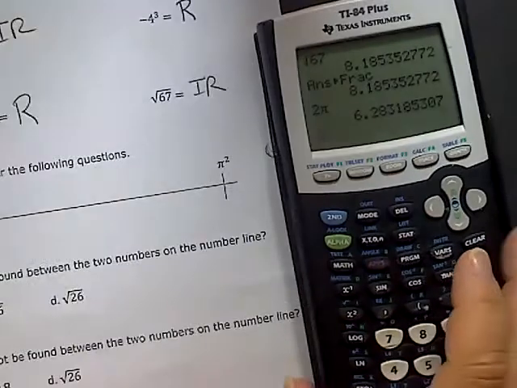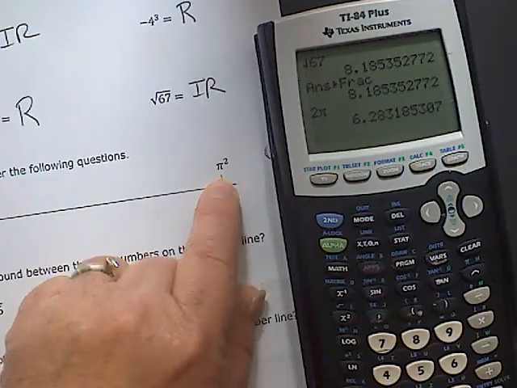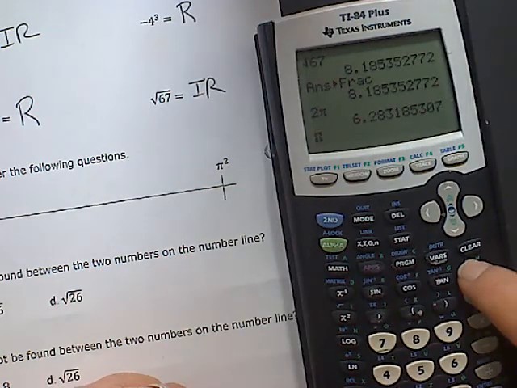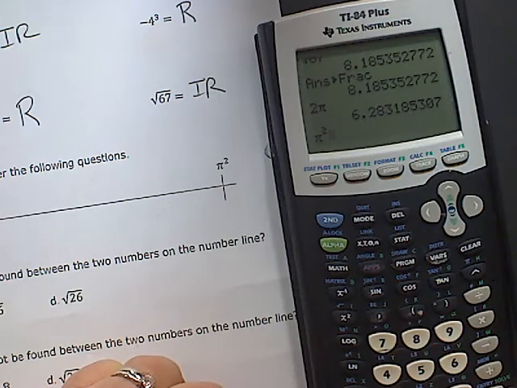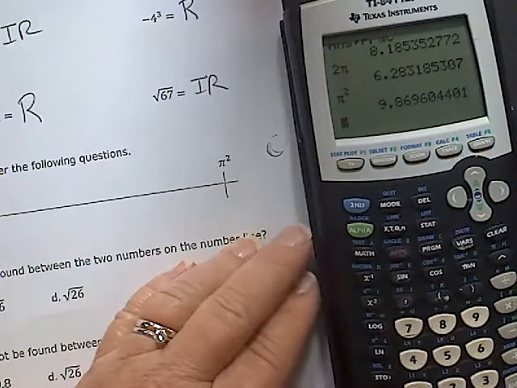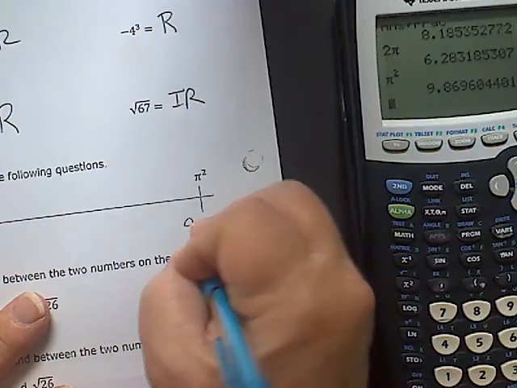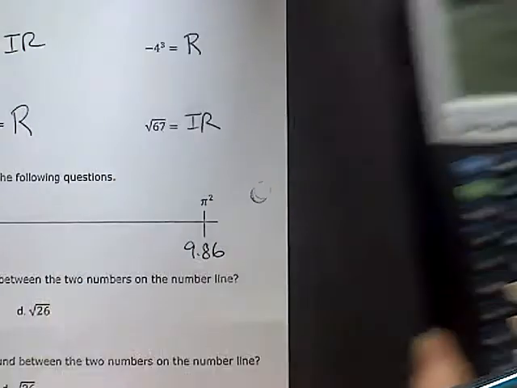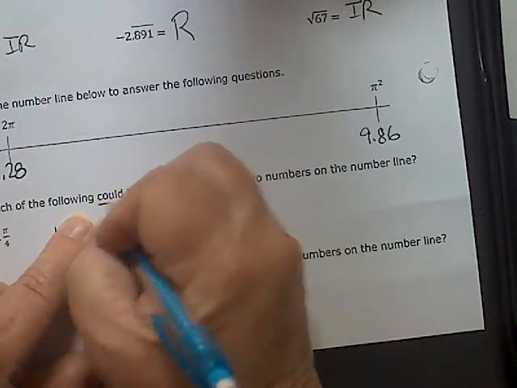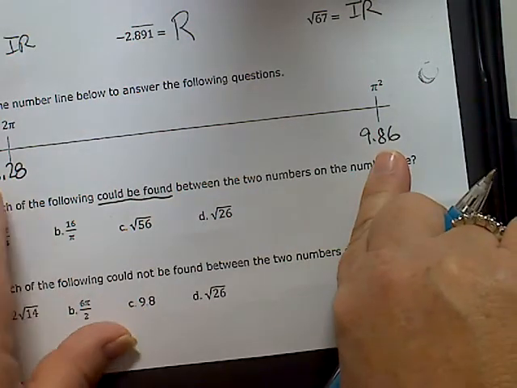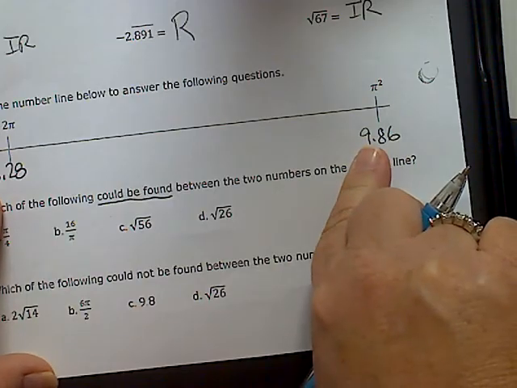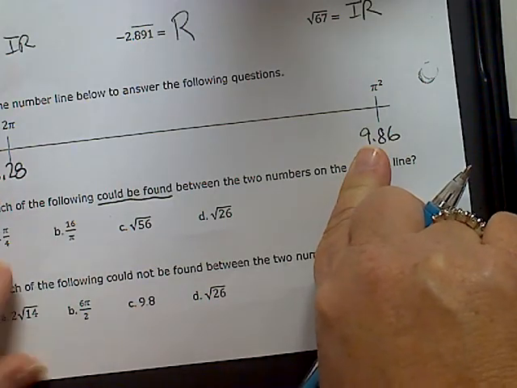Then I'm going to come over here where it says pi squared, and I'm going to hit second pi, hit the x squared button, and hit enter. And I get 9.86, okay? So I need a number that is between these two, between 6 and 9, okay, for sure. All right, so let's look.